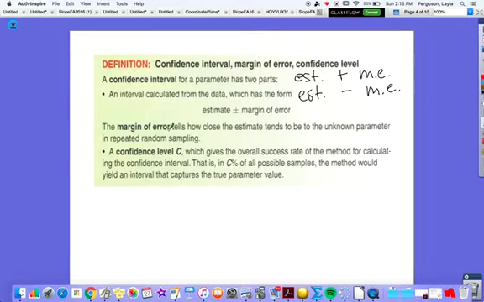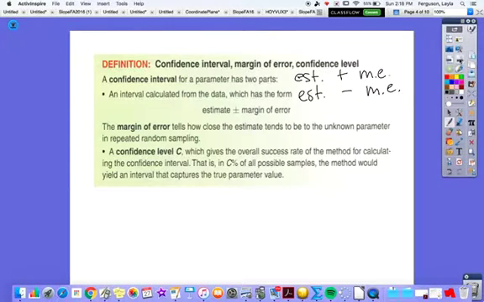So then what is a margin of error? A margin of error tells us how close the estimate tends to be to the unknown parameter in repeated random sampling. Next is a confidence level, which we're going to call C, which gives the overall success rate of the method for calculating the confidence interval. That is, in C% of all possible samples, the method would yield an interval that captures the true parameter value.